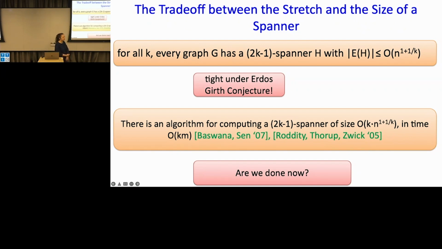So tight means it's existential, right? In other words, there exist graphs where you can't do better, but for some graphs you could do much better. Oh yeah, it's not every graph. Obviously, you can get a very sparse graph. Yeah, you can have a graph with no edges.